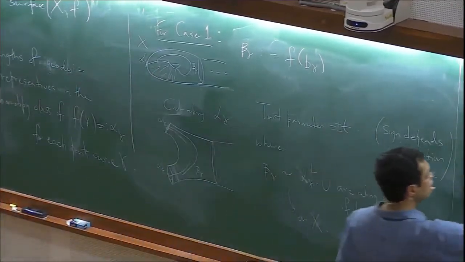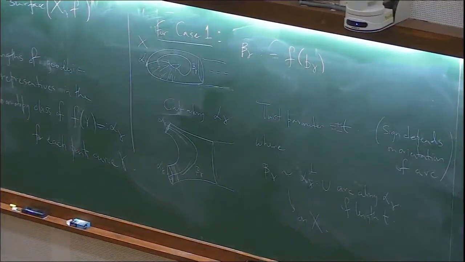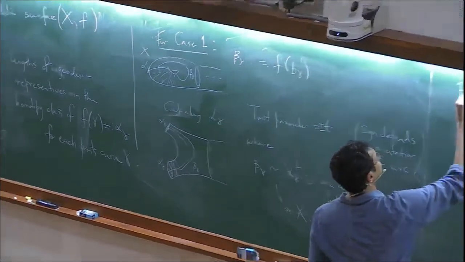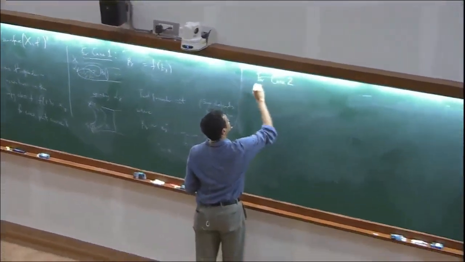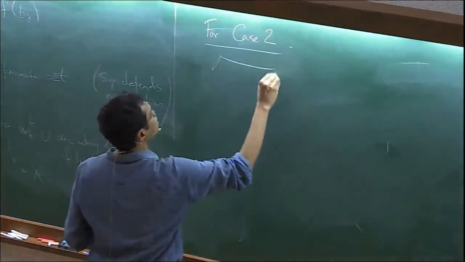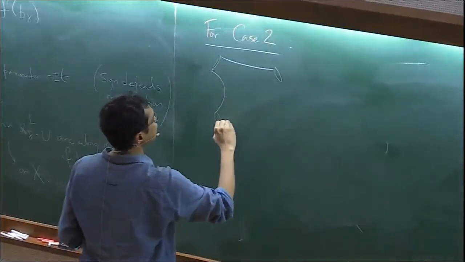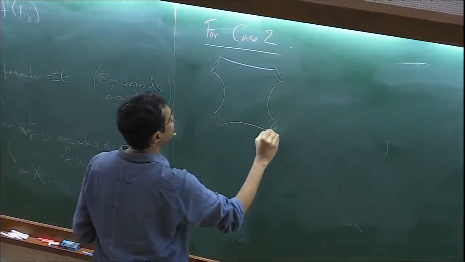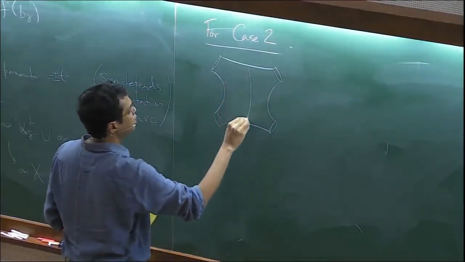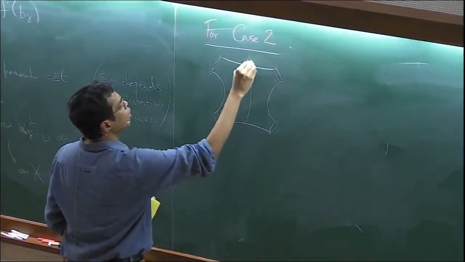Similarly in case 2, now the picture looks like this. On the hyperbolic surface, you look at the image of the pants curve gamma, and you look at its geodesic representative. It might look like this.